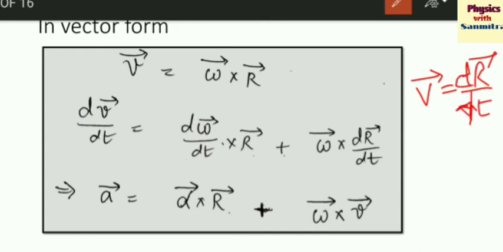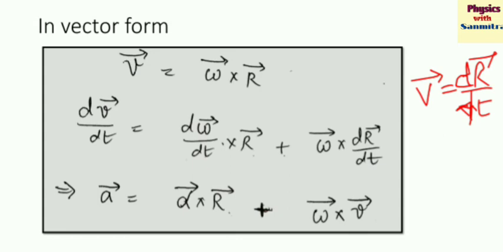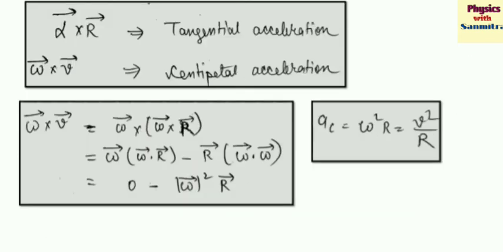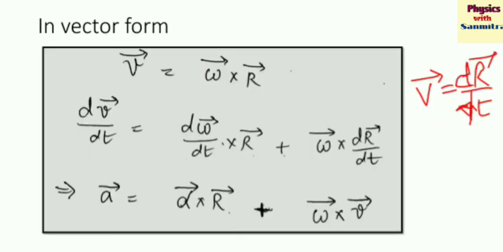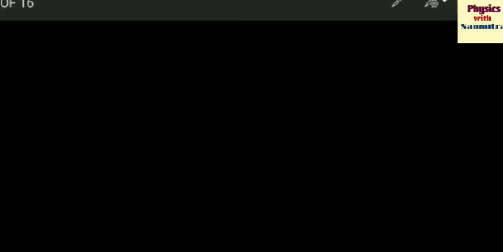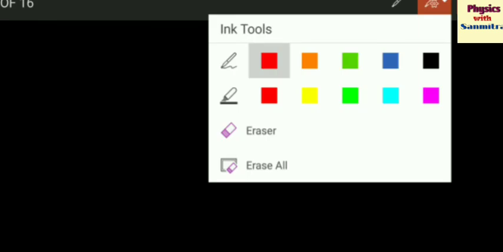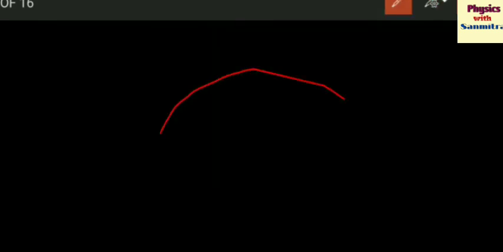Now let's see this: alpha cross r, this is the tangential acceleration. I will tell you why. This omega cross v, this is the centripetal acceleration. Let's see why alpha cross r is the tangential acceleration. This is our circle, or to say, the path, this is part of a circle. This is the center. I am not drawing the full circle.